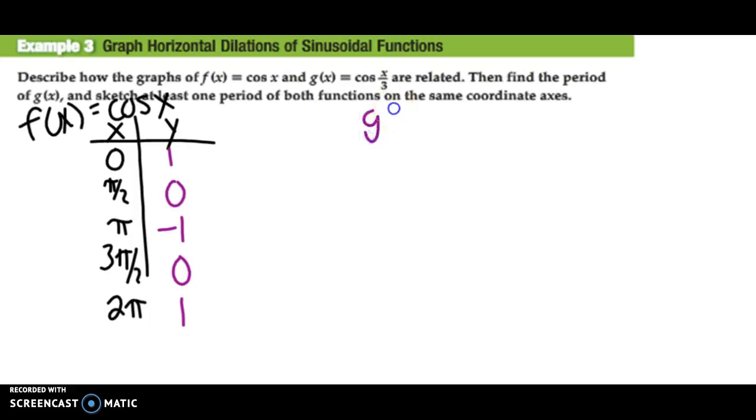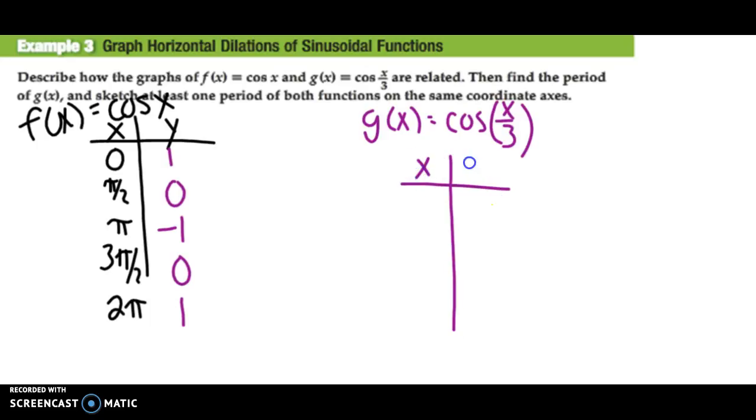Now if I'm looking at g of x, which is the cosine of x over 3, if I make my table, first I'm going to look at my period. So we said that the period is 2 pi divided by the absolute value of the number in front of x. Now x divided by 3 is the same as 1/3 of x. So the absolute value of 1/3 right there. So if you were to simplify this, my period then is 6 pi.